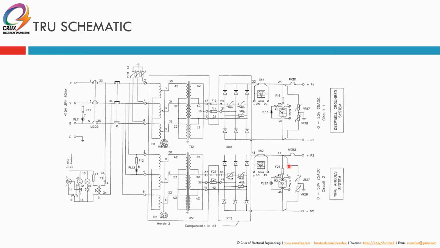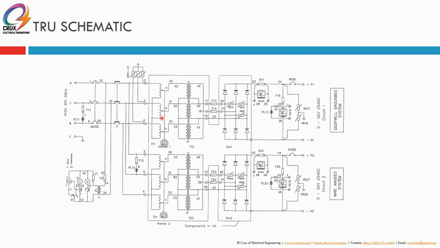Okay, let's see here. This is a schematic. So you have your input 3-phase 415. You have your transformer to step down. Then you have a double circuit here, circuit 1 and circuit 2. The transformer also acts as an isolating transformer. Then you have your handle here, which you can regulate the output from 0 to 50 volts.